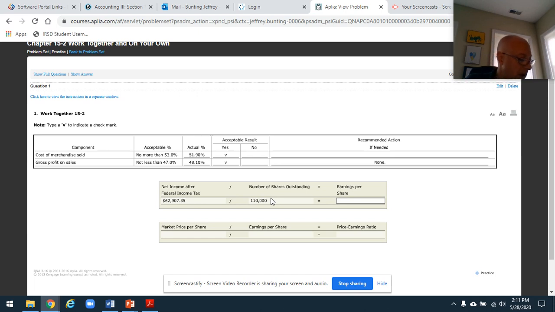So this is simple math. So what's our earnings per share? Well, it's very, very simple. You divide this by this, and you get 57 cents a share. Okay, not too shabby. Okay, so the market price per share, it's currently trading at $13.75 on the New York Stock Exchange.